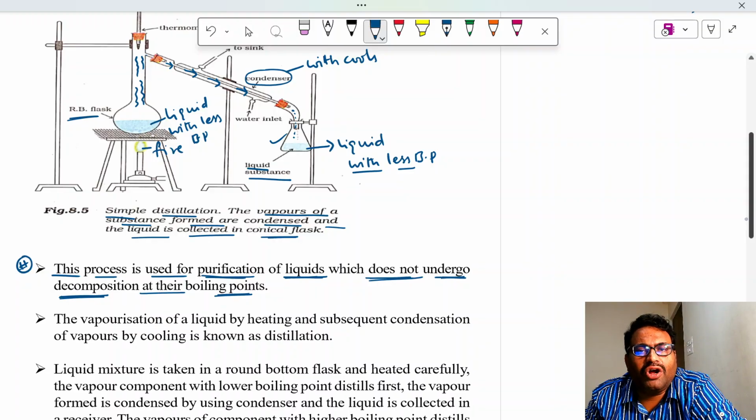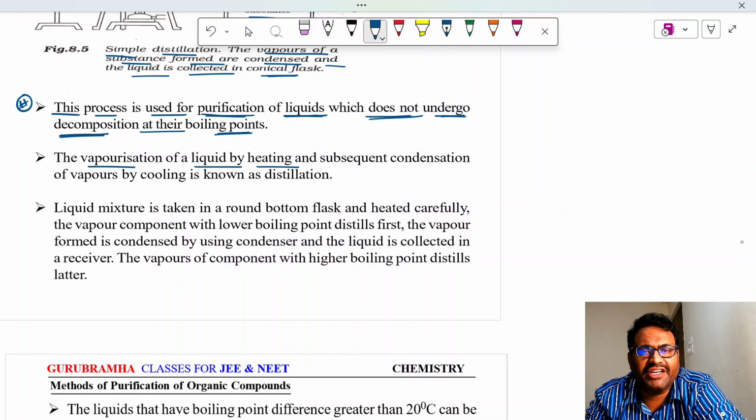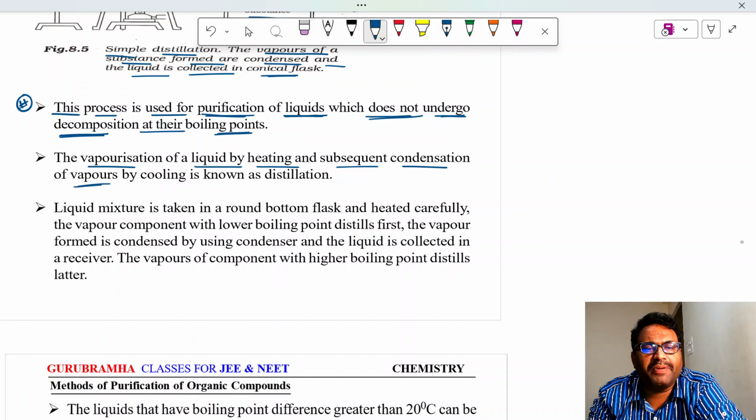So the liquids which do not decompose at their boiling points can be purified by this simple distillation process. This point is important for examination. Next, the vaporization of liquid by heating. Now only we have seen that process. First you are heating it, then you are condensing the vapors. When you heat it, the liquid with less boiling point vaporizes, and when it is passing through the condenser, it gets condensed into liquid by cooling, is known as what? Distillation process.